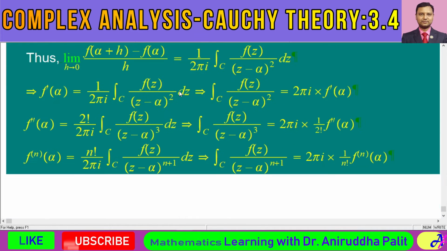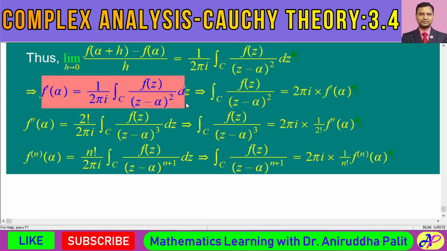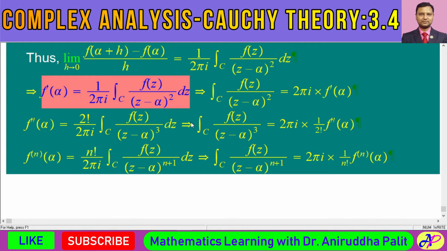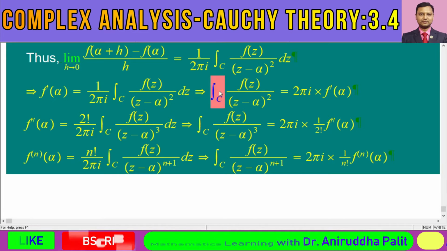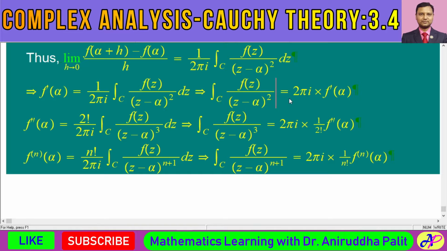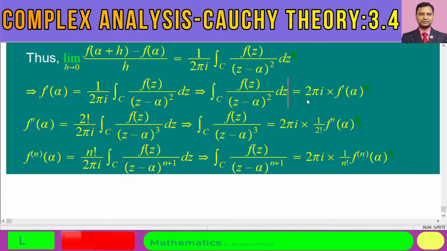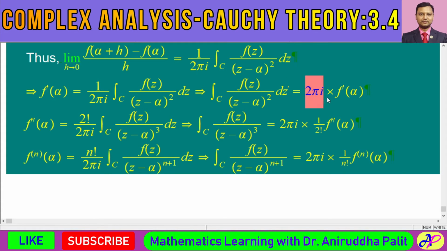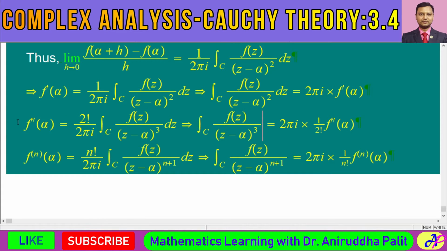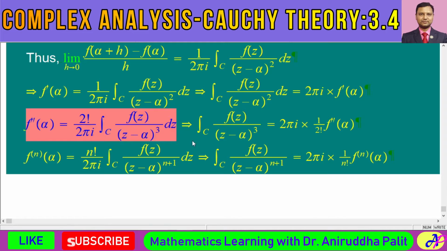And finally we proved the expression of f double dash alpha, and from that expression we proved that the integral of f of z divided by z minus alpha squared dz can be written in the form twice pi i into f dash alpha. Similarly, we can prove the higher order results.